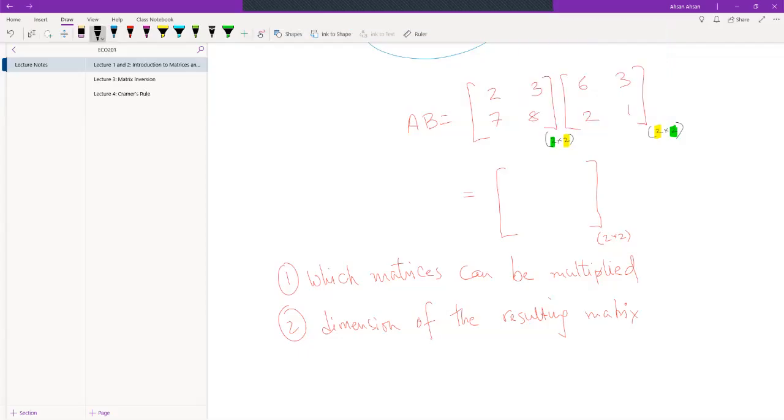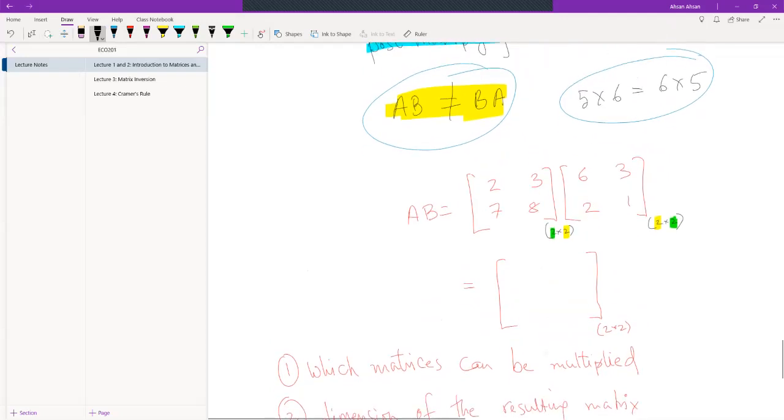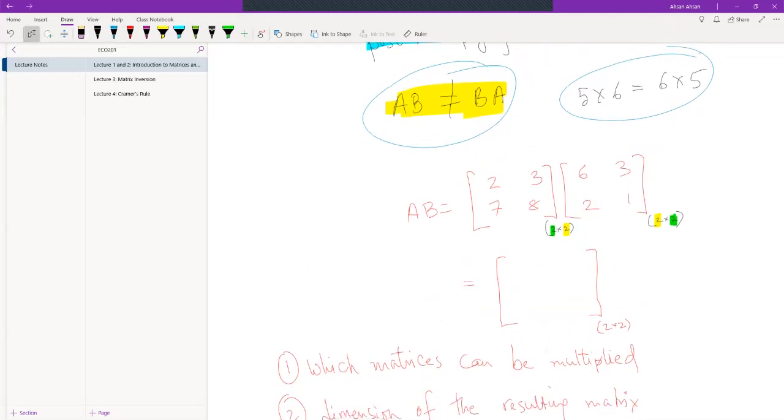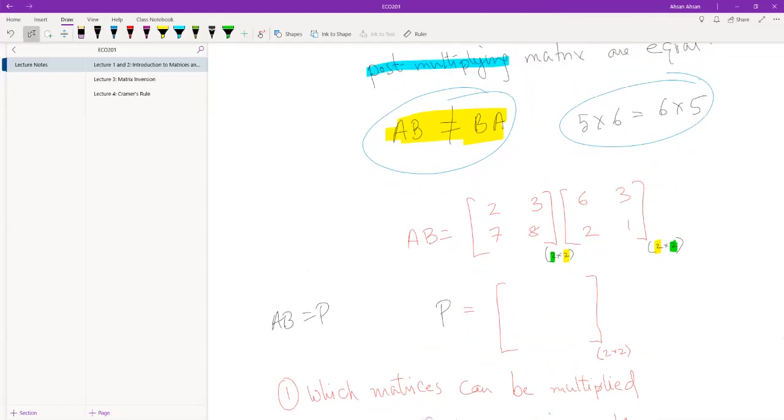Okay, we are slowly building up towards matrix multiplication. Suppose, let's call this P, just for the hell of it. When we multiply A and B, the result, we're calling it a matrix P, and it is a 2 by 2 matrix. So can I write this down?